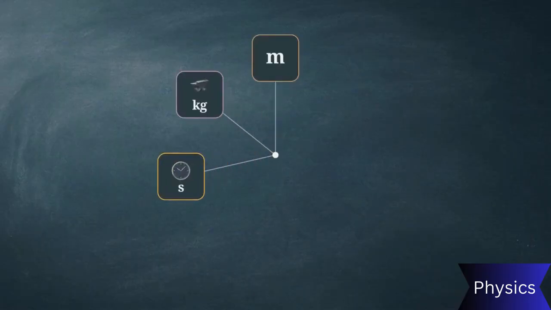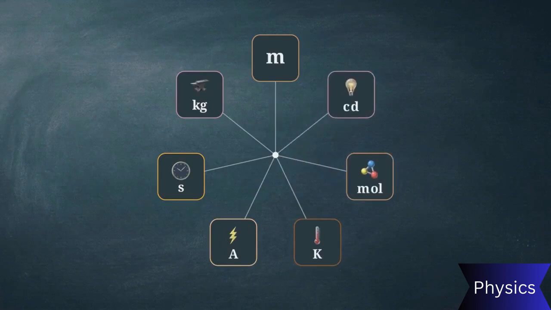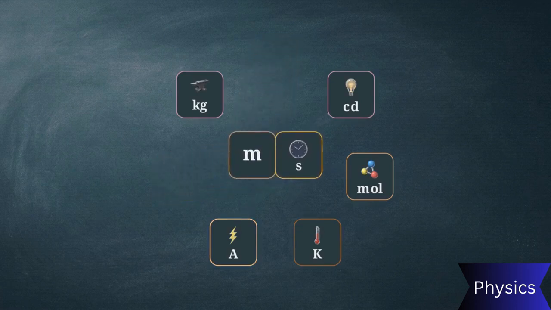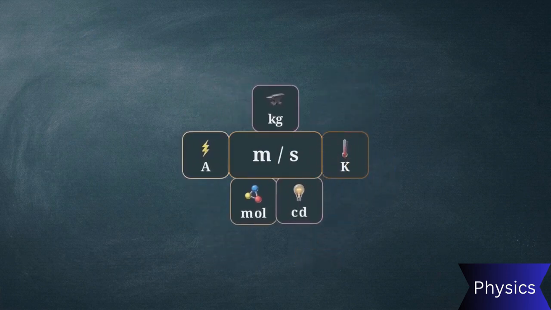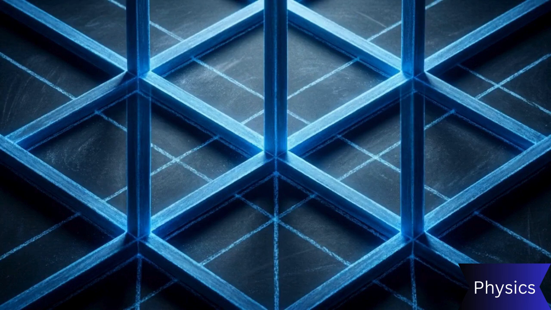This system is represented by 7 distinct symbols: m, kg, s, A, K, mol, and cd. These dimensions are mutually independent. You cannot derive the meter from the kilogram, nor the second from the ampere. Because they are independent, every other metric or derived unit in physics is constructed by combining these 7 foundations in specific ratios. Viewing these units as independent axes, rather than a list of terms, provides a strict logical framework for understanding how physical laws are built.